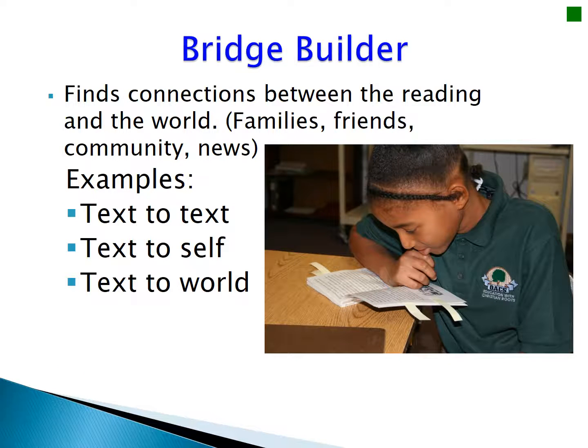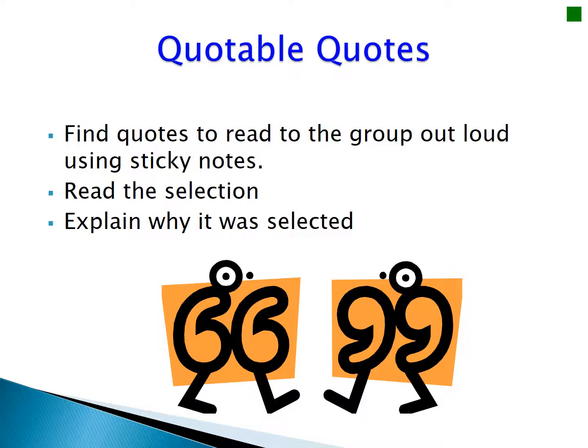The bridge builder is basically in charge of finding connections with the reading, and it can be text-to-text connections, text-to-self connections, text-to-world connections. All of these are important for the entire group to make, but the bridge builder is in charge of bringing up the connections that he or she made during that reading selection. Now, the member who is in charge of quotable quotes is looking for quotes to read to the group out loud. Maybe it's a beautifully written piece of writing, or it could just be something significant to the text. They read the selection to the group and then explain why they selected that particular quote.